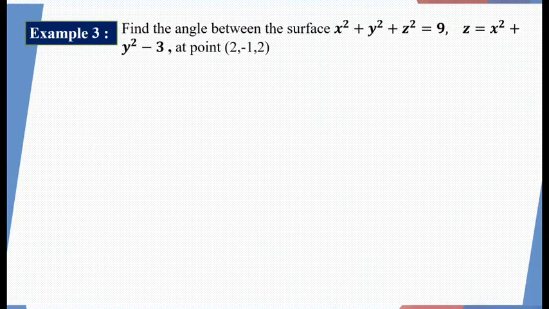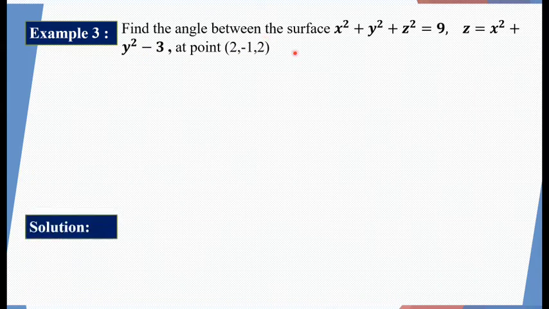Example 3. Find the angle between the surfaces x square plus y square plus z square equals 9, and z equals x square plus y square minus 3, at the point (2, -1, 2). So we have to find the angle between these two surfaces at this particular point.